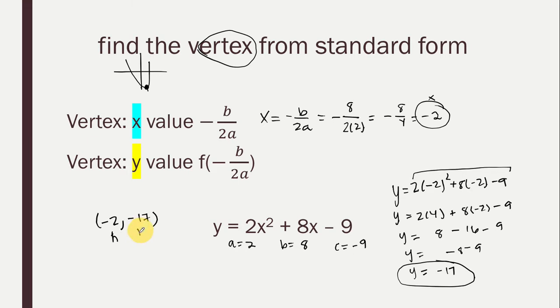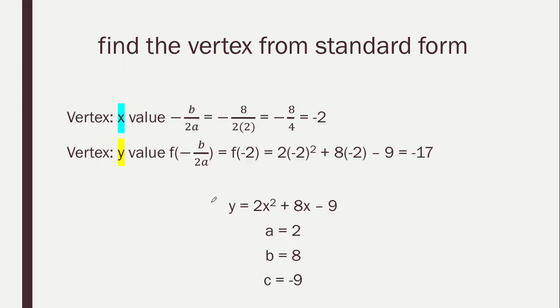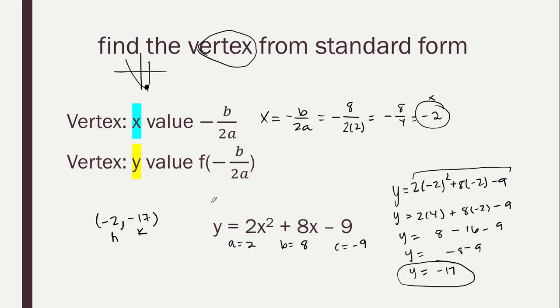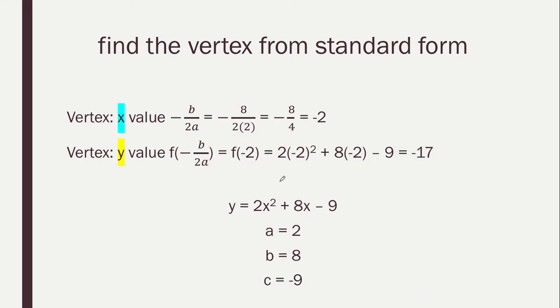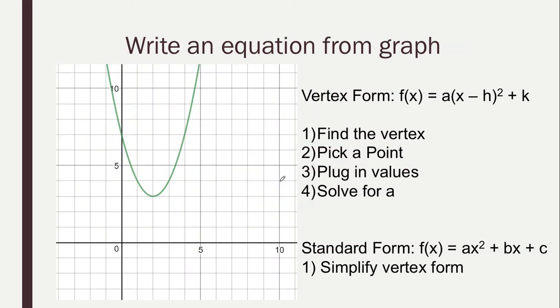Here's your H and your K. I'm not going to spend a lot of time on that because that's literally just plugging in the A and the B, plugging back in the X to find your Y value, okay? And I know that at this point we're masters at substituting in and following formulas. But what if I want to write an equation from a graph?